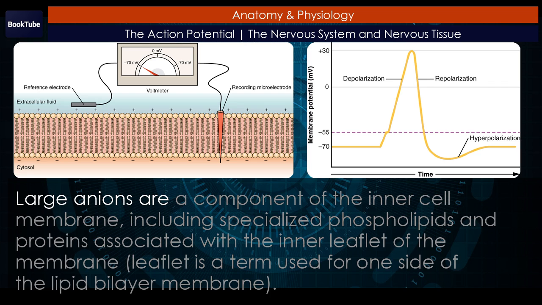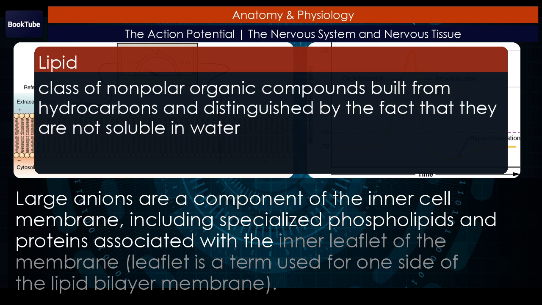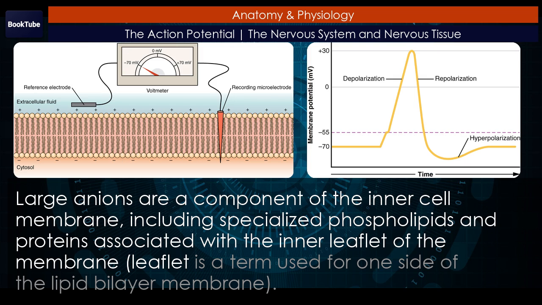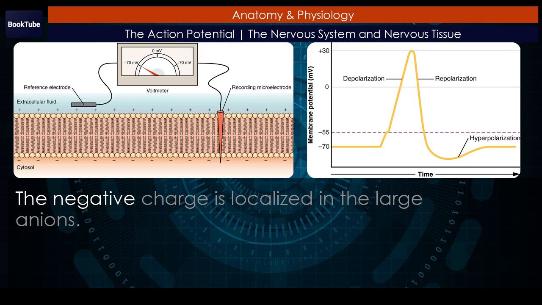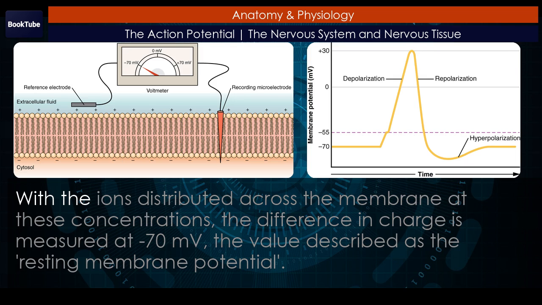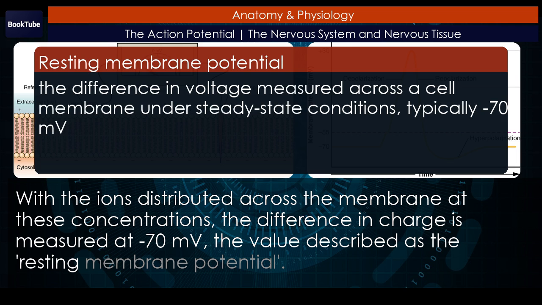Large anions are a component of the inner cell membrane, including specialized phospholipids and proteins associated with the inner leaflet of the membrane. Leaflet is a term used for one side of the lipid bilayer membrane. The negative charge is localized in the large anions, with the ions distributed across the membrane at these concentrations. The difference in charge is measured at -70 mV, the value described as the resting membrane potential.